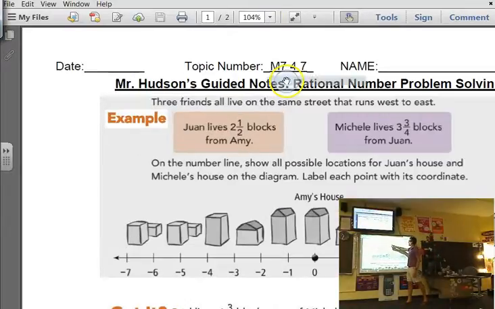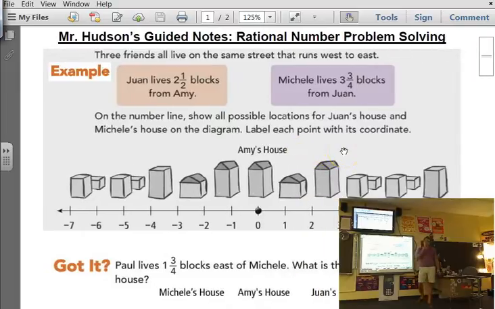So we have some friends, and I'm pretty sure these friends are playing a joke on their friend. They're at Amy's house, and they're going to go to Michelle's tomorrow. They're explaining how to get from Amy's house to Michelle's house. First, Juan lives 2.5 blocks away from Amy. Then Michelle lives 3 3/4 blocks away from Juan. Partner up or whatever, and figure out where might Juan live and where might Michelle live. There are multiple options for both.